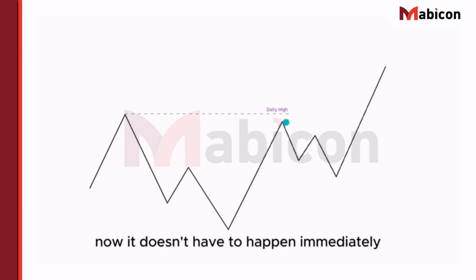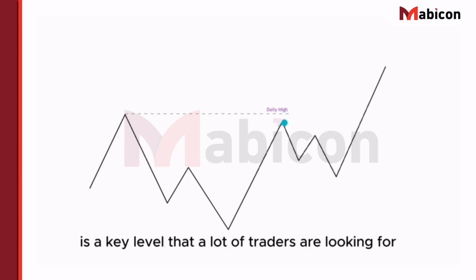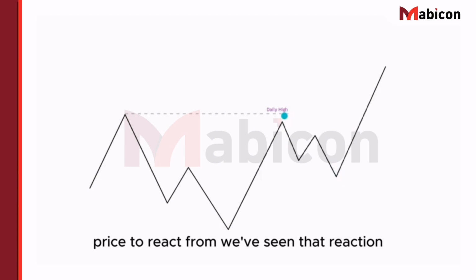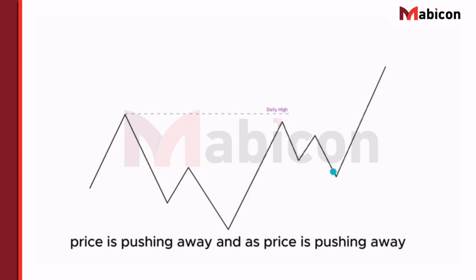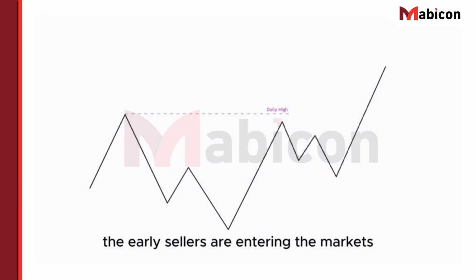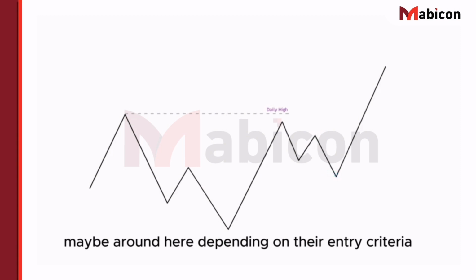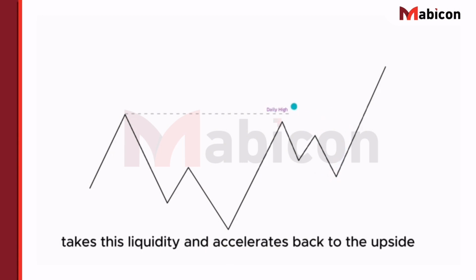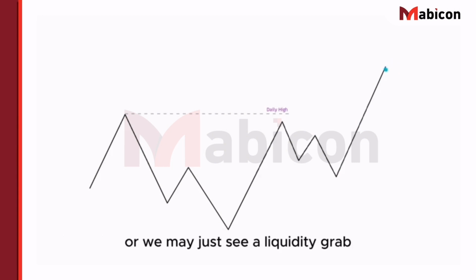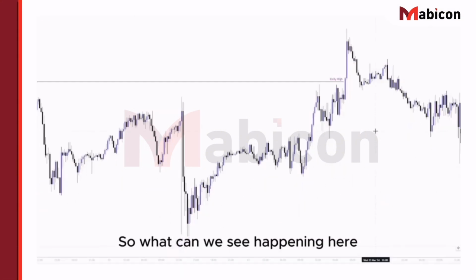Now, it doesn't have to happen immediately, but if we do see price come very close towards this daily high and push away, then it's likely reserving liquidity for later on. Now, imagine this daily high is a key level that a lot of traders are looking for price to react from. We've seen that reaction, price is pushing away, and as price is pushing away, the early sellers are entering the markets in their positions, maybe around here, depending on their entry criteria, and then price pushes up, takes this liquidity and accelerates back to the upside. Or we may just see a liquidity grab very similar to the first slide, and then price pulling back, correcting in its original direction.